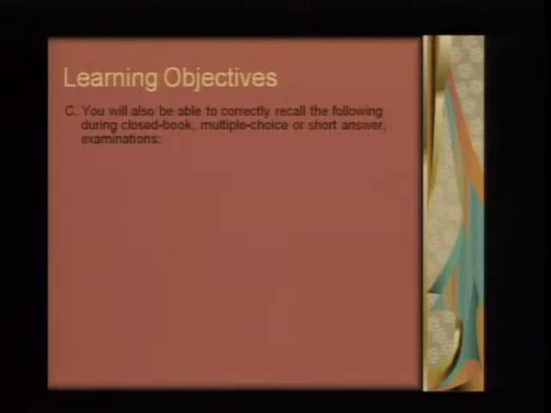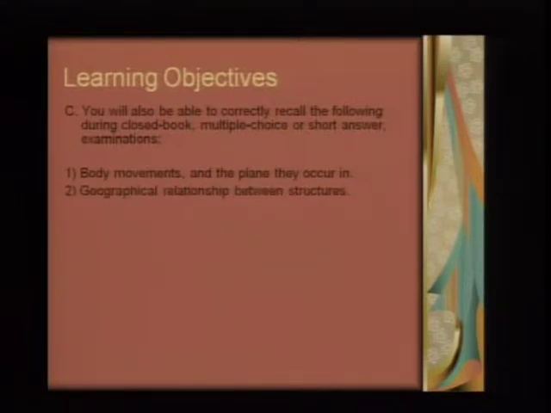Here's some more detail. In the closed book sections, again, multiple choice or short answer, I think we'll have a little bit of both. You're going to learn about the body movements and the planes they occur in. How does the shoulder move, and in which plane? We're going to talk about the geographical relationship between structures, meaning if you know where a certain bone in the face is, do you know where the other bone is in comparison to it? Is it superior to it? Is it inferior to it? Where is it located? You have to understand not just the anatomy in a bubble, but how it relates to one another.